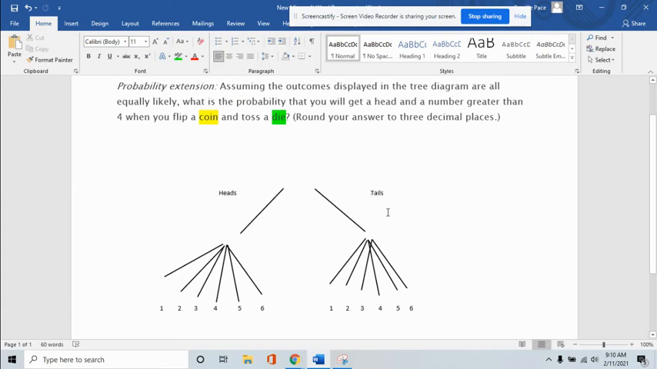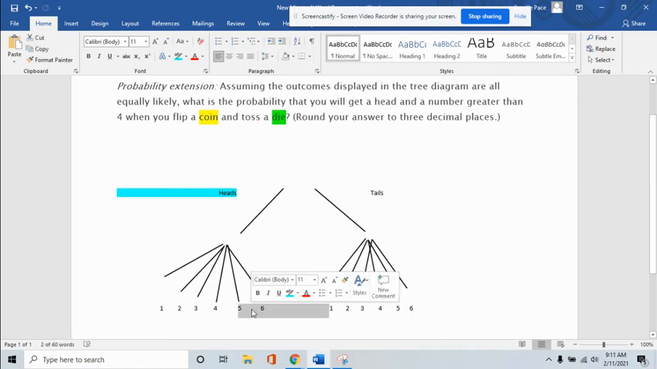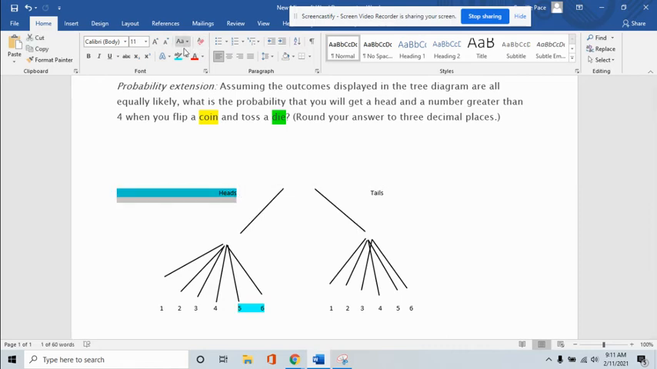Okay, but what it wants is I've tossed a head, which is this way. I want to go down this way. I'm going to highlight it in blue. I've got a head, and now I want to get a number greater than 4. So it's going to be 5 and 6. Sorry, I don't know if this is going to let me do it really well because I've done some funky stuff. Okay, so it's telling me that I've tossed my head. So now I'm going to get rid of this just so it doesn't confuse me.